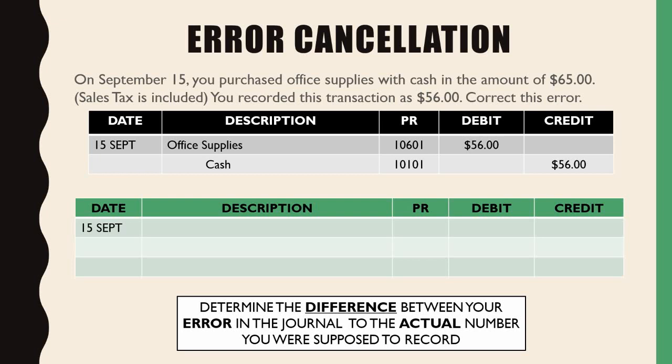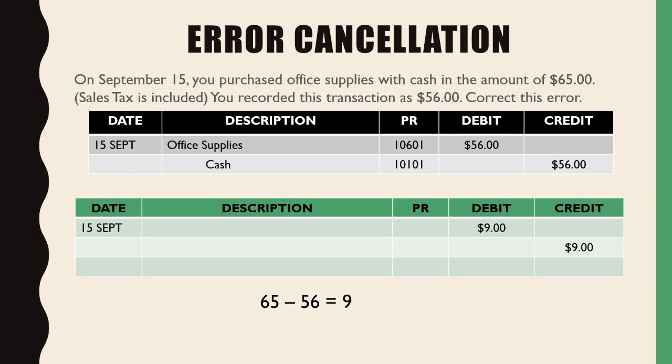So the error cancellation method takes the amount that you recorded incorrectly and makes you compare it to the correct amount. In this case, I recorded my office supplies at 56 when in reality I purchased it for 65. So I need to compare and contrast the difference between the two. And the difference is $9. So we figured out that it's $9.